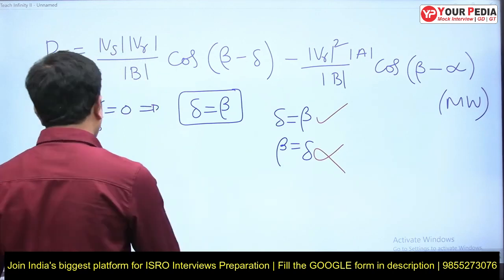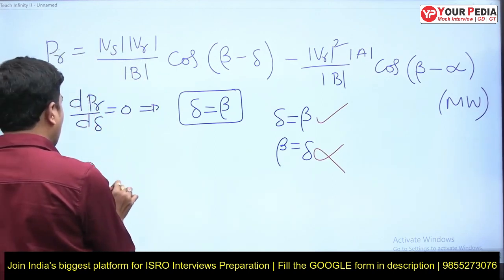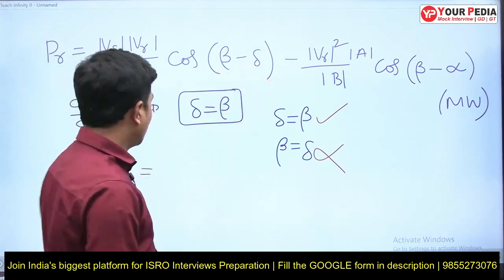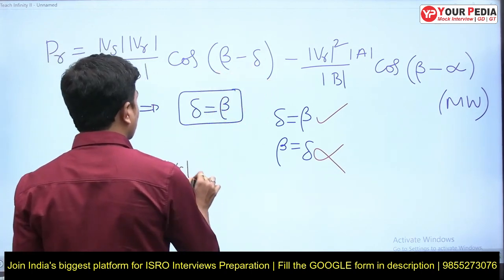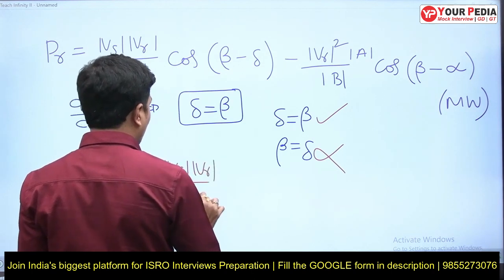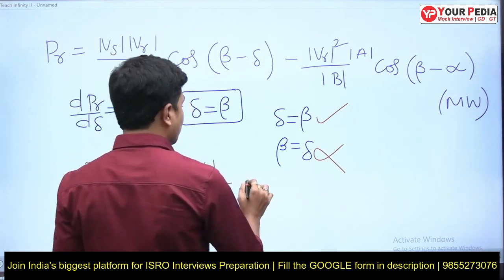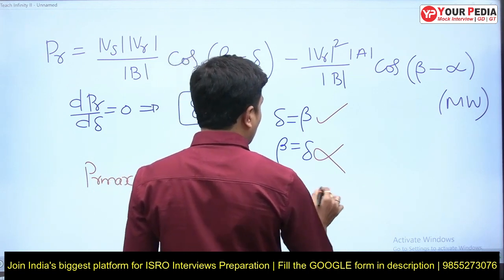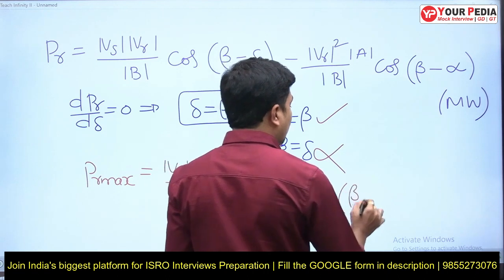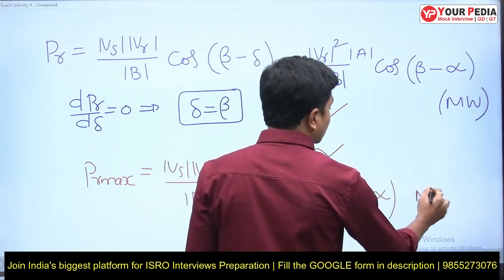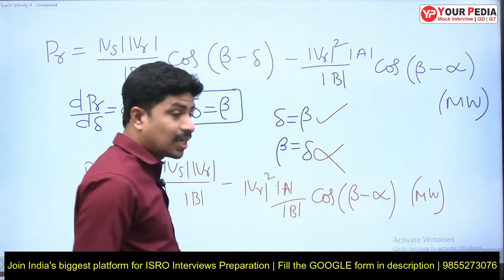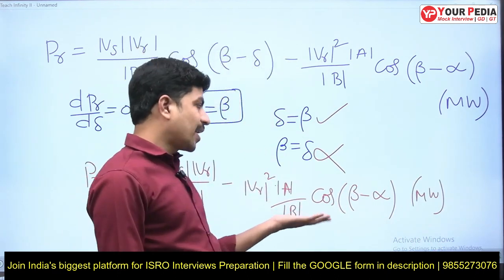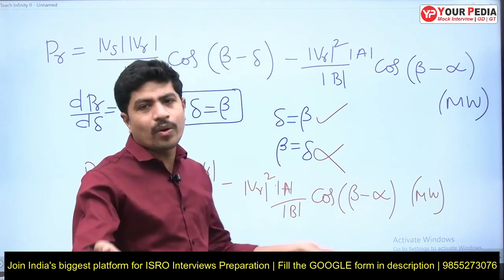Then what is PR max? If you substitute this delta equal to beta in this, the cosine will become 1. So PR max is mod Vs mod VR by mod B minus mod VR square into mod A by mod B cos of beta minus alpha megawatts. This is the maximum amount of power that can be received at the receiving end side for a transmission line. Till here, this is very simple.